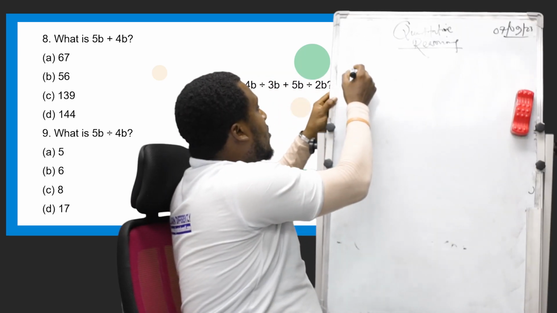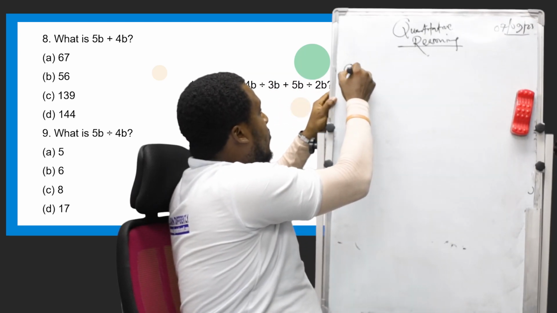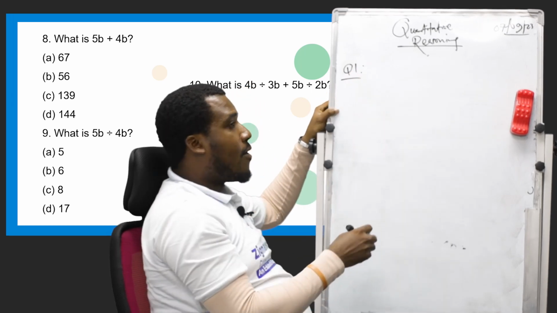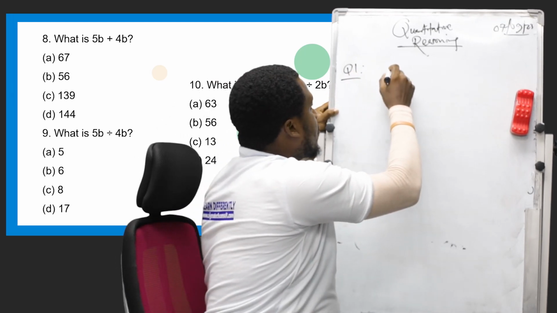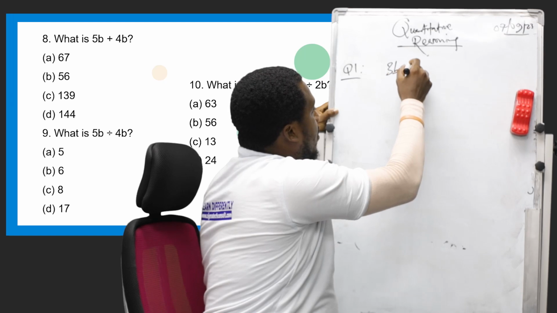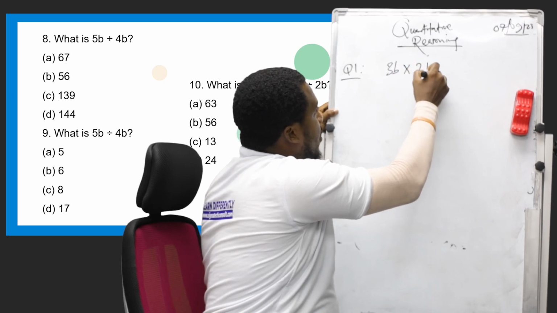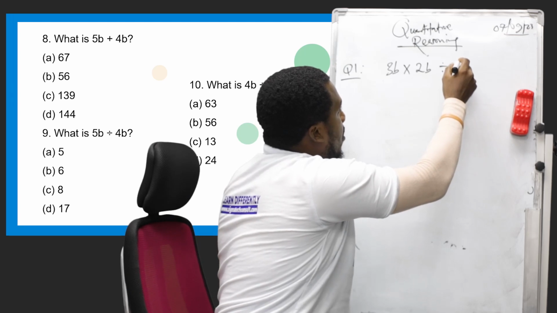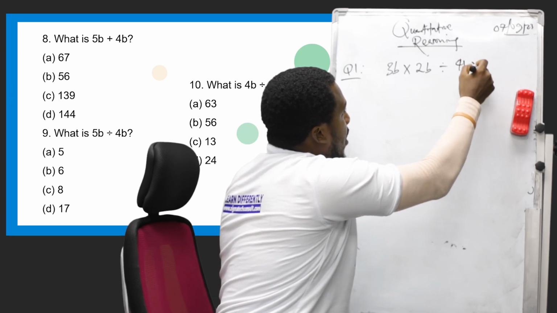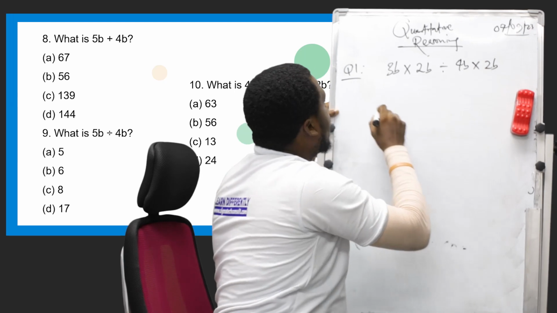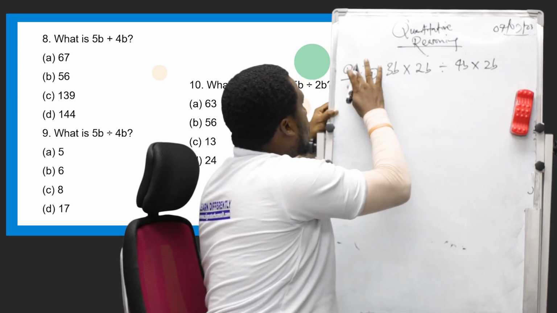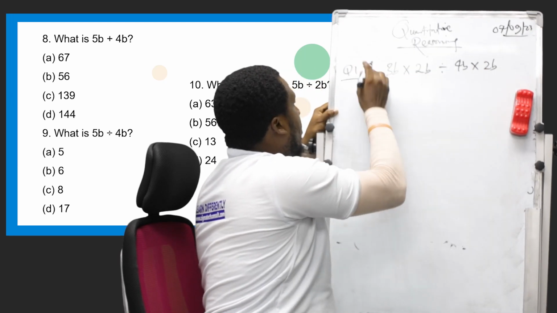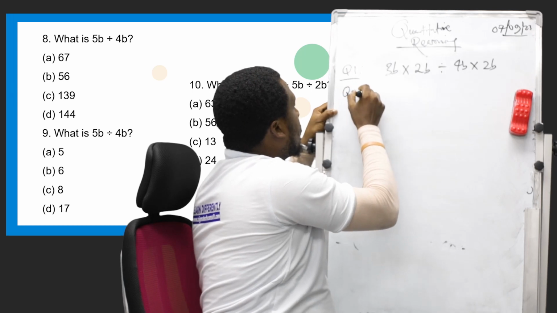Now, number 1, find 3b times 2b divided by 4b times 2b. That's 1. Okay, I put question 1 already. Question 2.